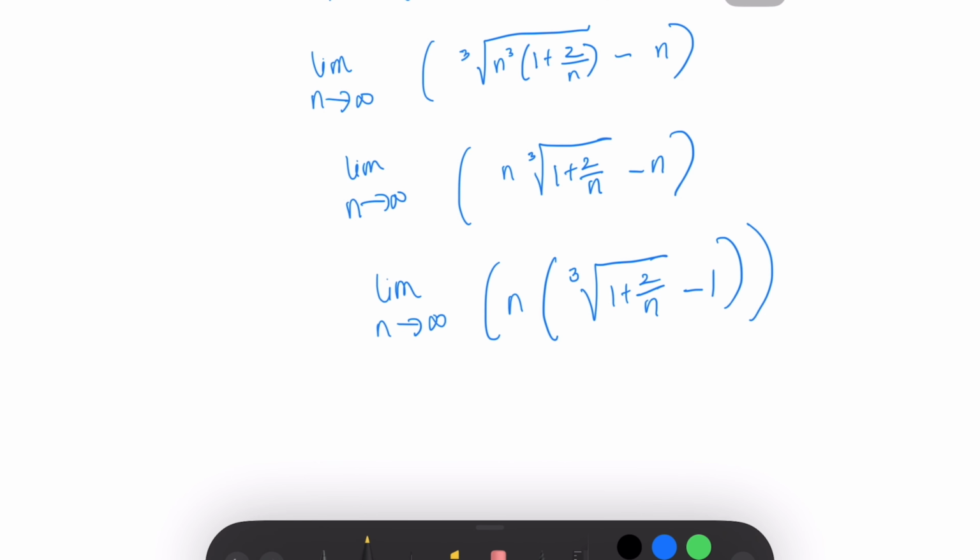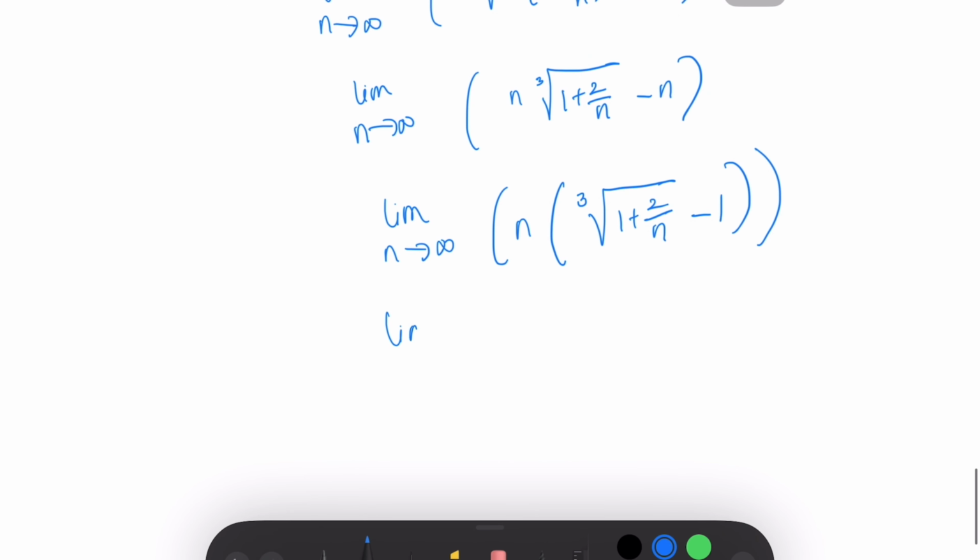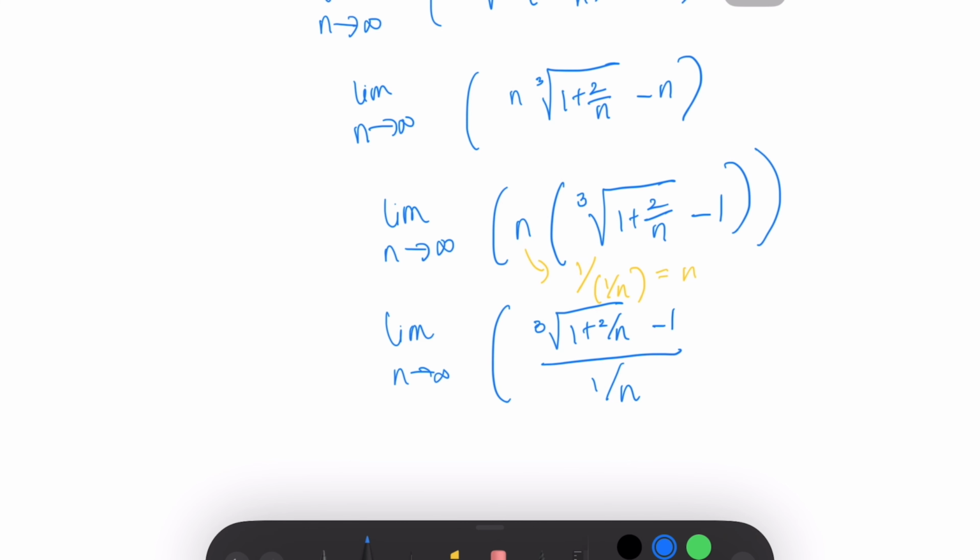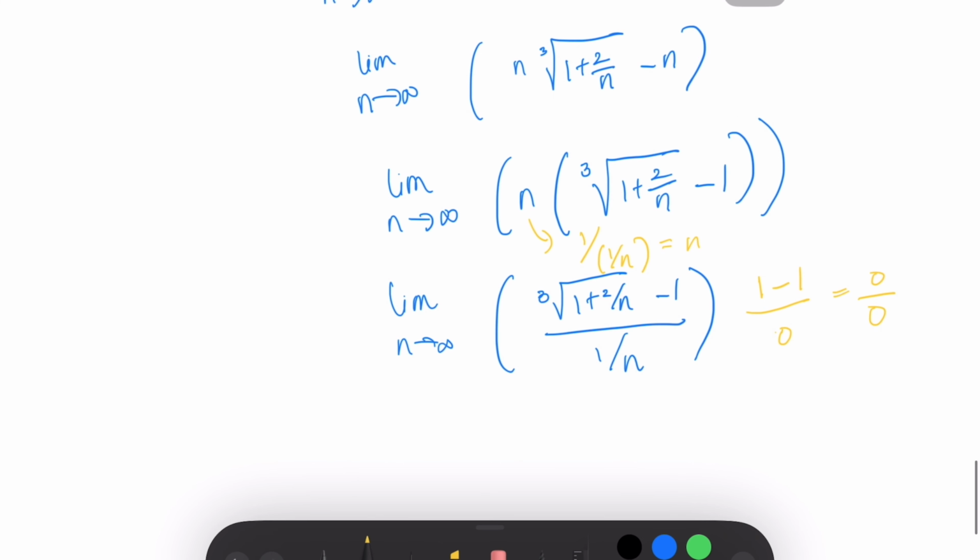The correct way here is to rewrite the expression. This n here we'll rewrite as 1 over 1 over n, since that's equal to n. So the expression is equivalent to the cube root of 1 plus 2 over n, minus 1, all over 1 over n. Again, if we quote-unquote substitute infinity, it's going to be 1 minus 1 over 0, or 0 over 0. So we can use L'Hopital's rule here.